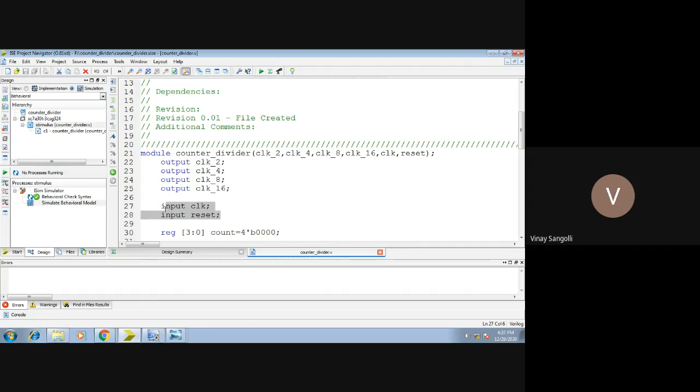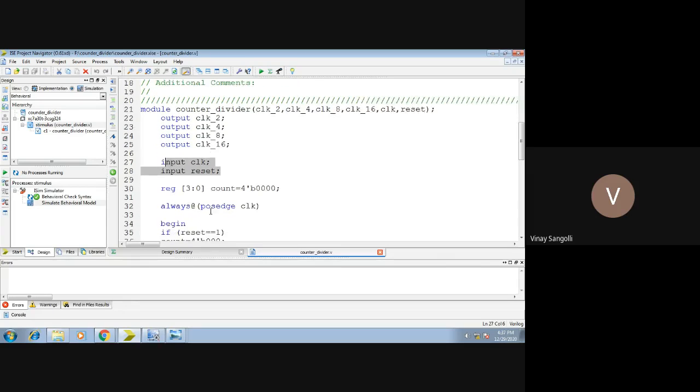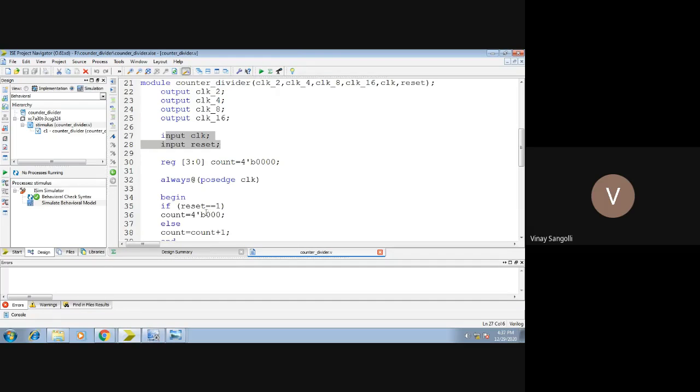And my inputs are what now? Your inbuilt clock, which acts as a reference clock, and the reset. So these 2 are my inputs. Okay. So as you already know, we will be using the behavioral description style of writing.